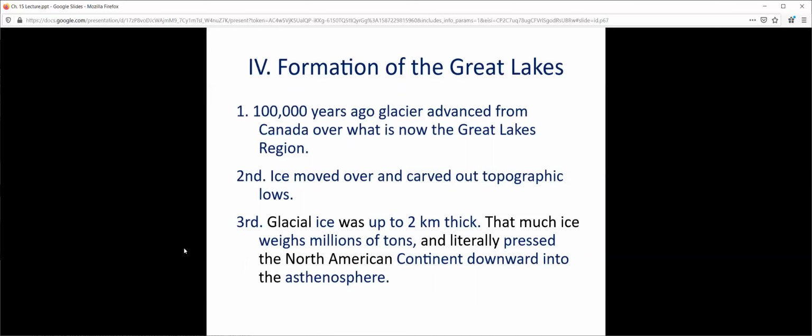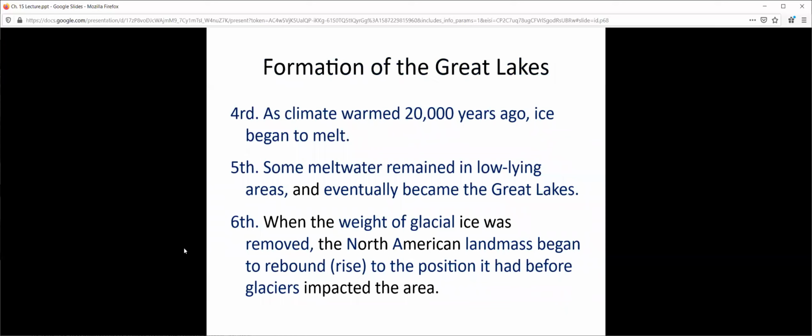This is, again, a topic we've talked about before with mountains, but you get something stupid heavy like glaciers and mountains, they actually bend and buckle the plates, the crustal plates, as they exist. Over time, the climate began to warm about 20,000 years ago. The ice began to melt. Some of this melt water remained in these low-lying areas, the carved out, buckled down areas, to become the Great Lakes. So when the weight of the glacial ice was removed, the North American landmass rose again to its position that had been before the glaciers impacted the area, but the glaciers also cut these parts out that stored the water.